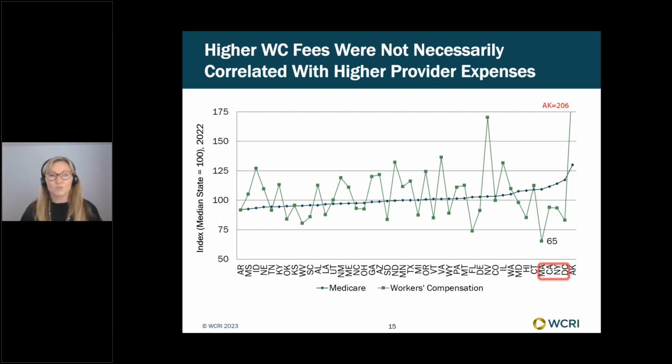And this chart also shows that higher workers' compensation rates are not in the states where the cost of providing care is relatively higher. And you can see we highlighted 4 states: Massachusetts, California, New York, and DC. And those are states with some of the highest provider expenses, and it is reflected in relatively higher Medicare fees. But as you can see, these states have some of the lowest workers' compensation fee schedules. So overall, the interstate differences in workers' compensation fee schedule levels are not closely related to the expenses incurred by healthcare providers.